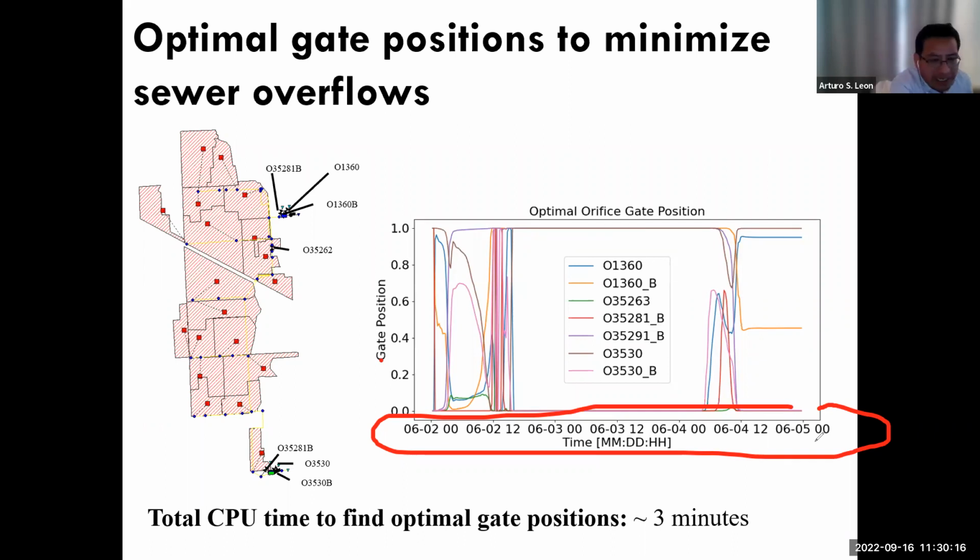So if we have the prediction of rain, and if we have the boundary conditions in the sewer system, so we know what are the levels of the outfalls, and all of those conditions, we can come up with what should be the optimal gate positions every 10 minutes for the whole rain. So 1 day before the rain and 1 day after the rain, in 3 minutes, we can get the solution using the machine learning approach.